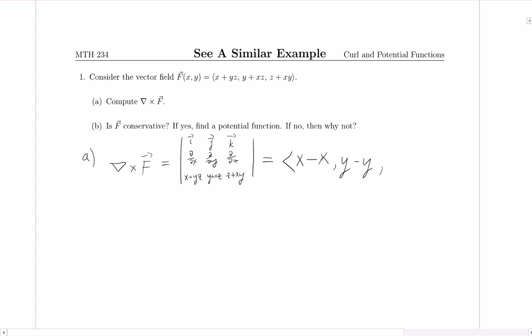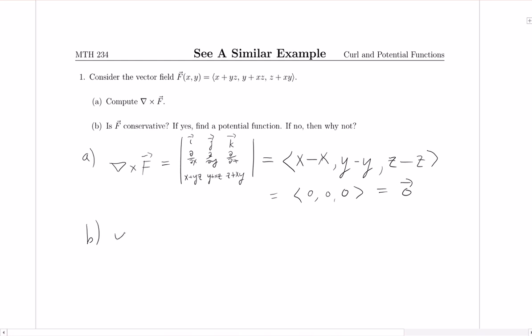Finally, the z component, corresponding to the k in the first row, is the 2x2 determinant of the bottom left corner. So partial x of y plus xz is just z, minus the y derivative of x plus yz is again just z. So you see actually all three components just come out to be 0. So this is just the 0 vector. Okay, so that's part A. We computed the curl and it ended up being 0.